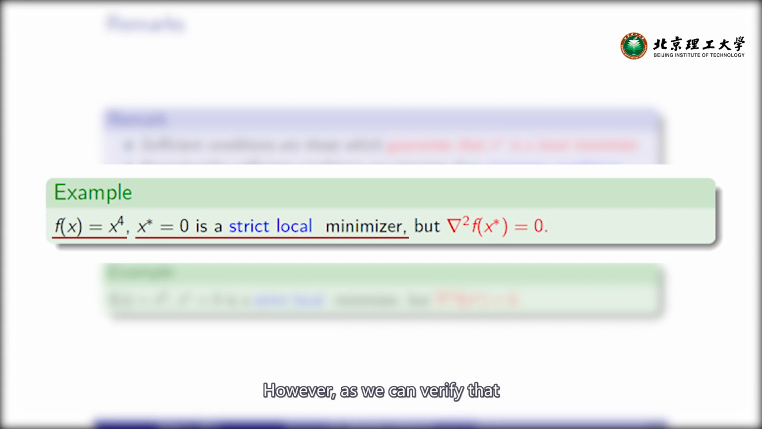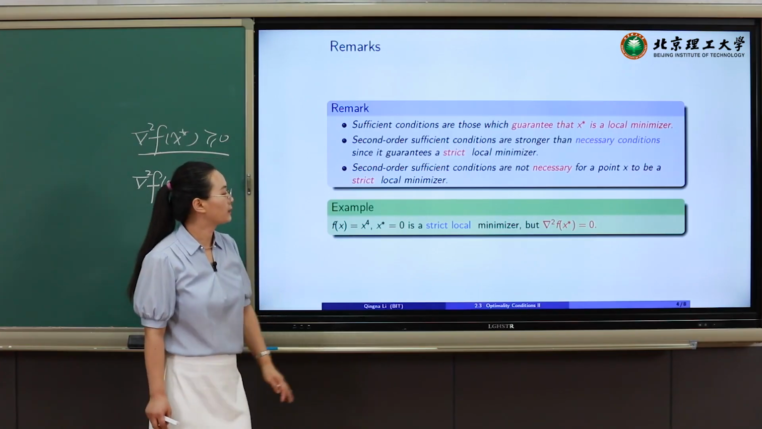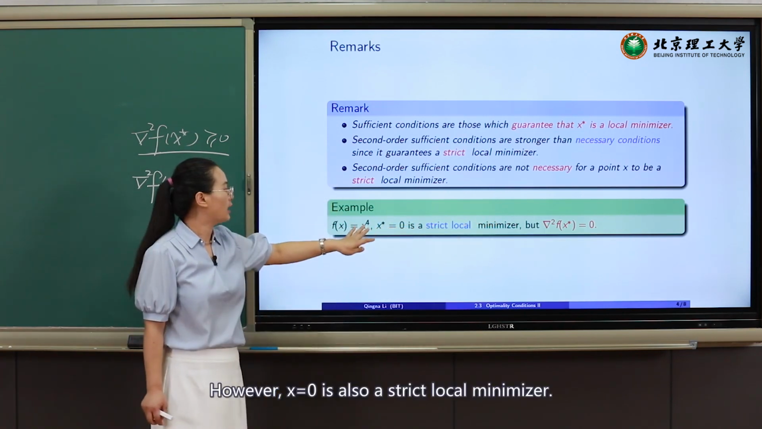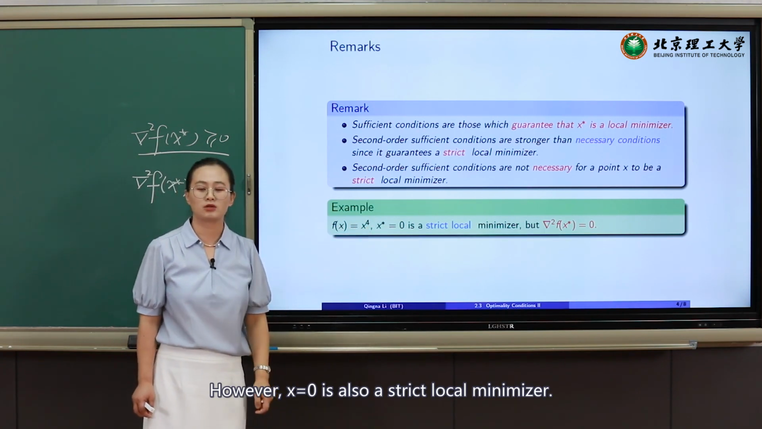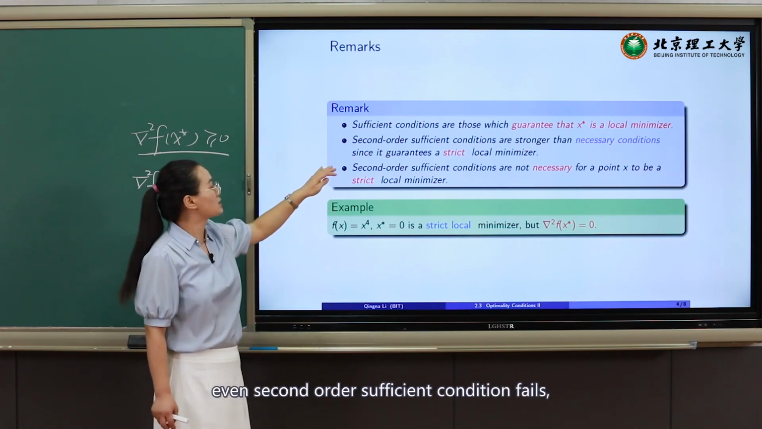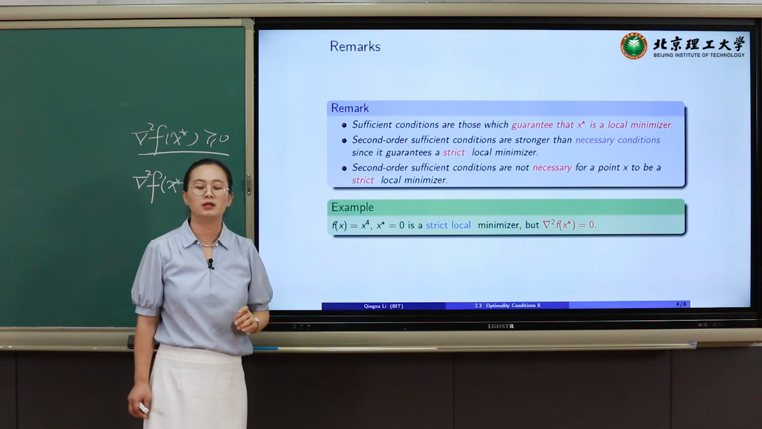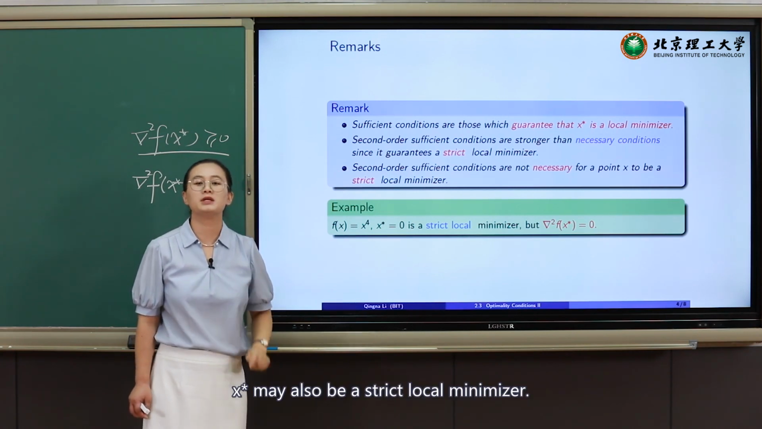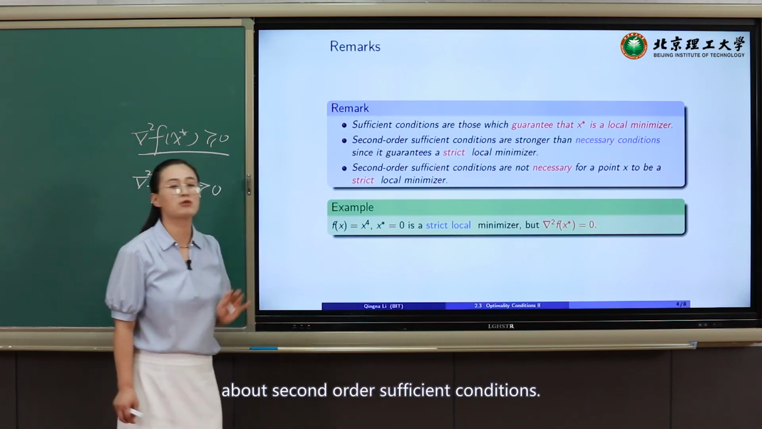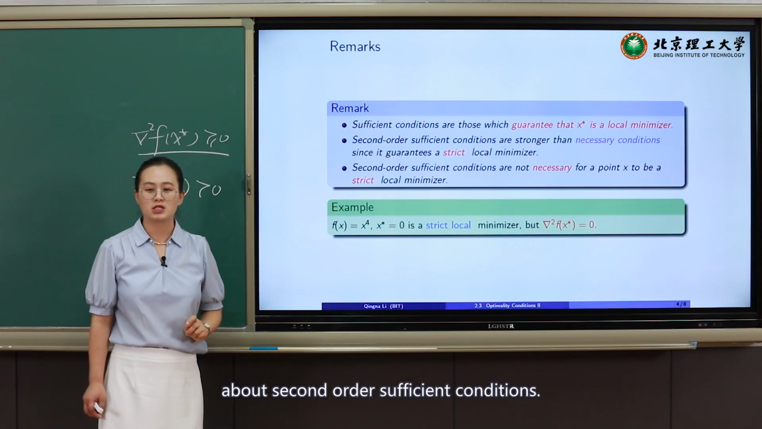However, as we can verify, the Hessian matrix of f at x star is actually 0. So in other words, the second order sufficient condition does not hold. However, x equals 0 is also a strict local minimizer. So it means that even if the second order sufficient condition fails, x star may still be a strict local minimizer. So these are some remarks about second order sufficient conditions.